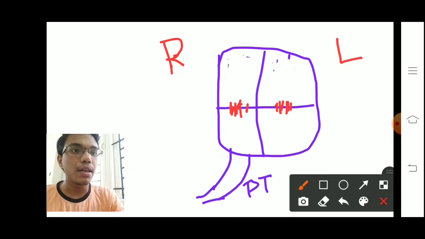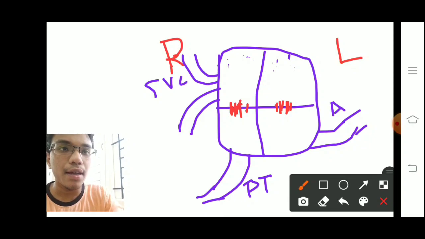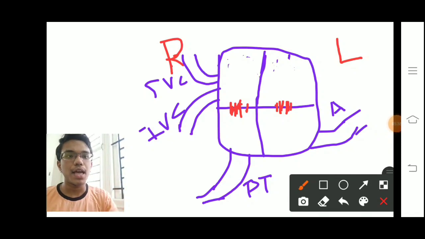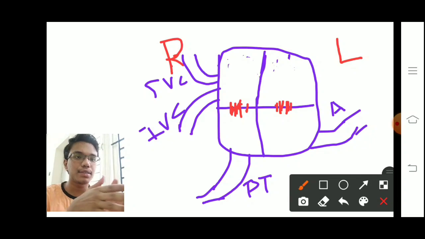Now from the left ventricle, what arises? You have the aorta, right? I am writing A to indicate the aorta. The superior vena cava and the inferior vena cava open into the right atrium. The IVC brings venous blood from the lower part of the body, and the SVC brings blood from the upper half of the body, that is, the head and neck area. So blood from the upper body comes through the SVC and the lower half through the IVC, and both enter the right atrium. So the deoxygenated blood lands in the right atrium.